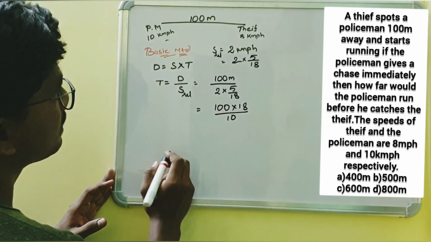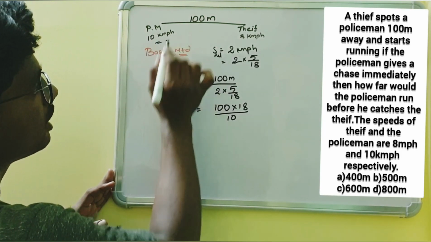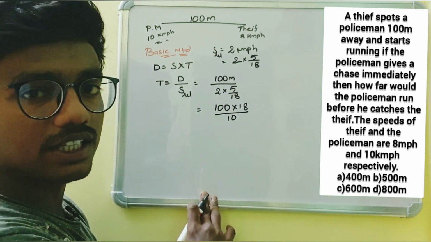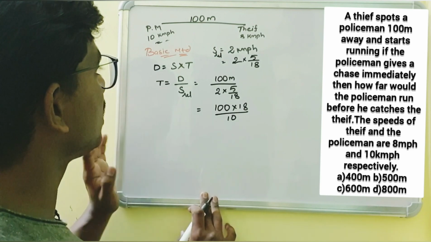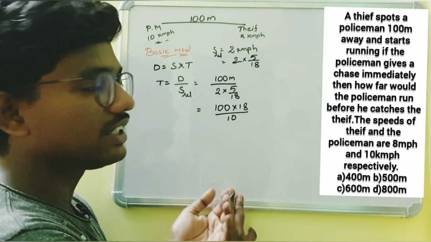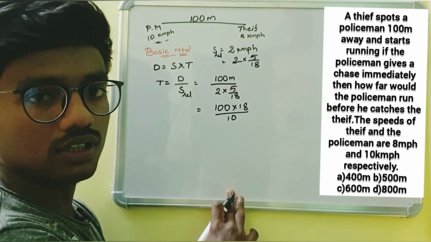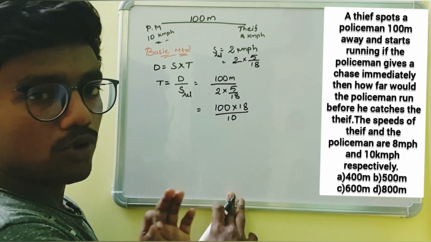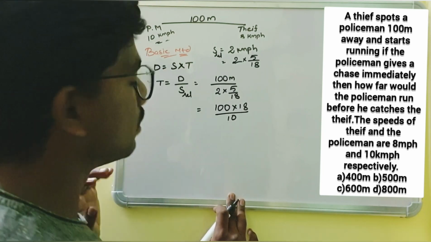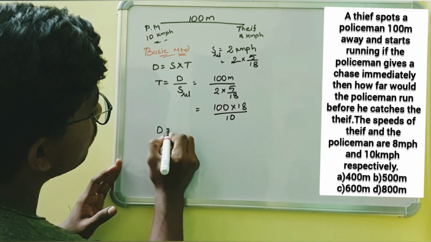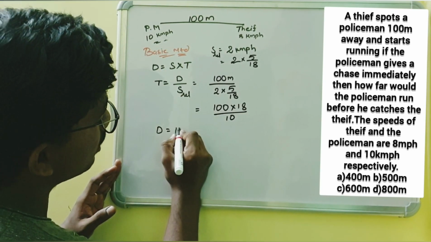The speed is given as 10 kilometers per hour. Here in the question it is asked what is the distance travelled by the policeman before catching the thief. If it were asked what is the distance travelled by the thief, then we would take the speed of the thief. Here it is asked for the distance travelled by the policeman, so I am taking the speed of the policeman. Here distance is equal to speed into time. Speed is 10 kilometers per hour.